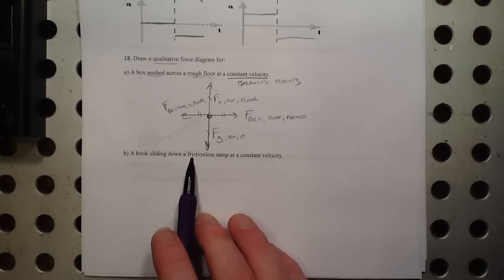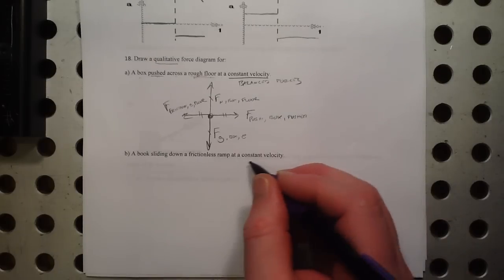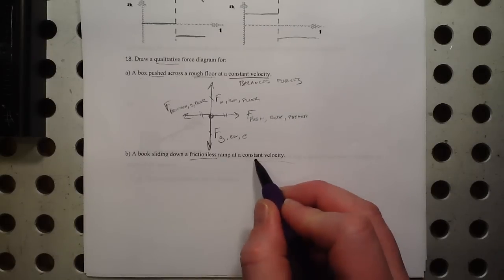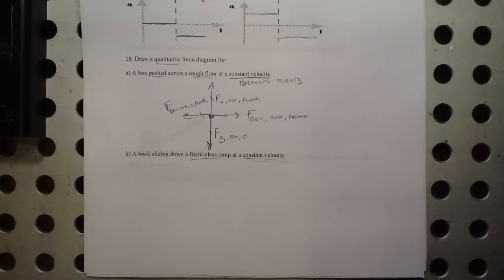How about a book sliding down a frictionless ramp at a constant velocity? Well, that's impossible. If there's no friction, it's not going at a constant velocity. So let's see, how shall we fix that?